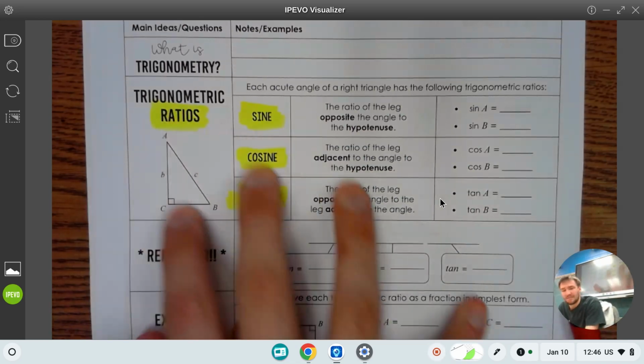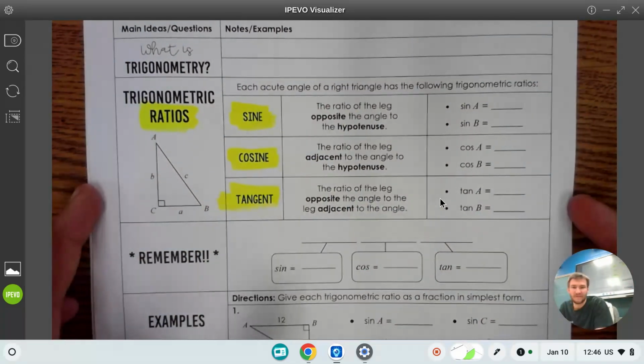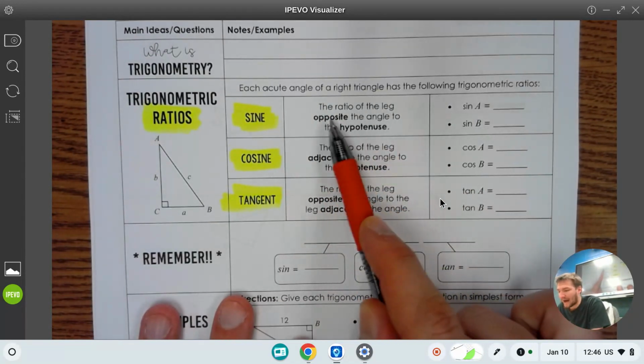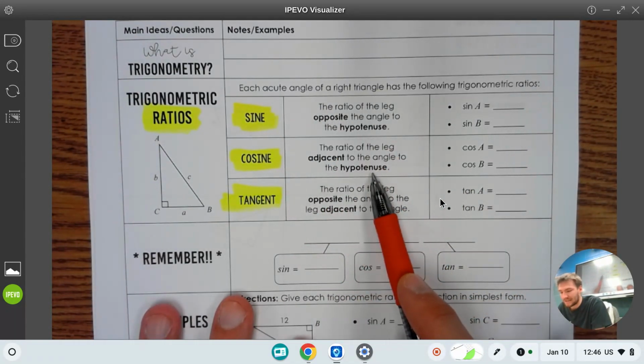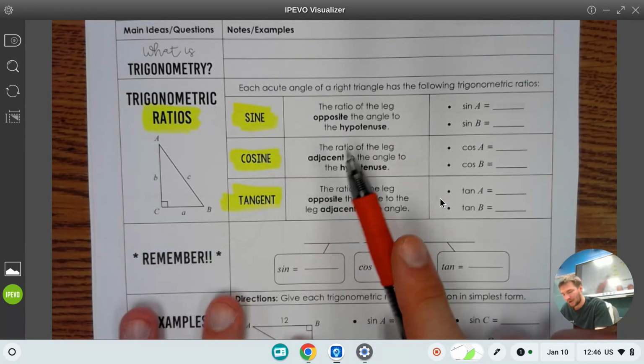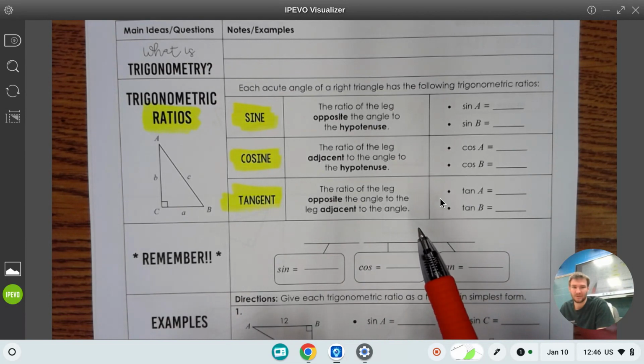Alright, we're talking about trigonometric ratios. I kind of forgot to start the video, so we're getting into it. We got sine, cosine, tangent, and as you can see, our opposite, hypotenuse, opposite, adjacent, all those things we did in the warm-up are big time coming in right here, okay?